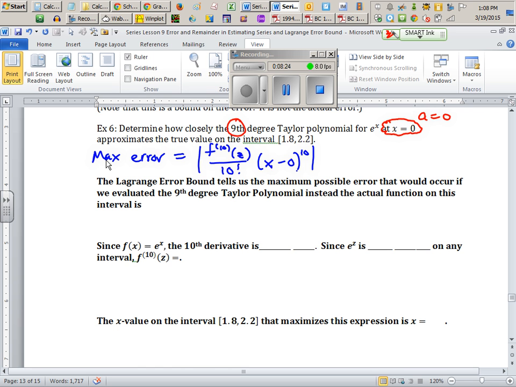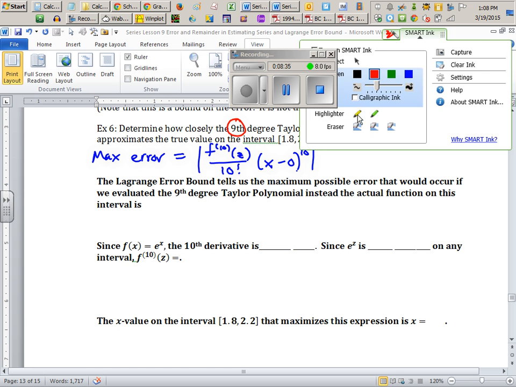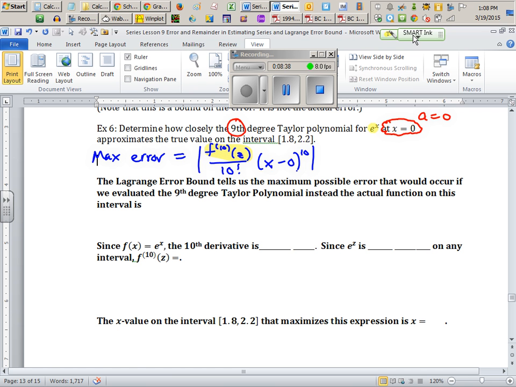Okay, so now we're going to try and fill this in with numbers, okay? We have to fill in the z and the x. All right, so first maybe we should talk about the 10th derivative. So what exactly is the 10th derivative of e to the x? Fortunately, it's just e to the x, isn't it? Okay? Yes. So basically, this is e to the z over 10 factorial, and this is just x to the 10th. And now I'm forced to pick an x somewhere between 1.8 and 2.2 that would make this x to the 10th as big as possible.